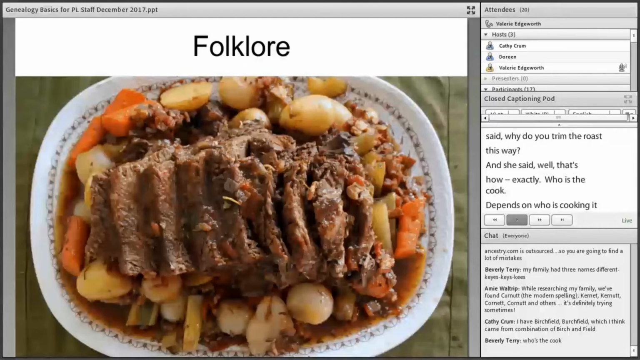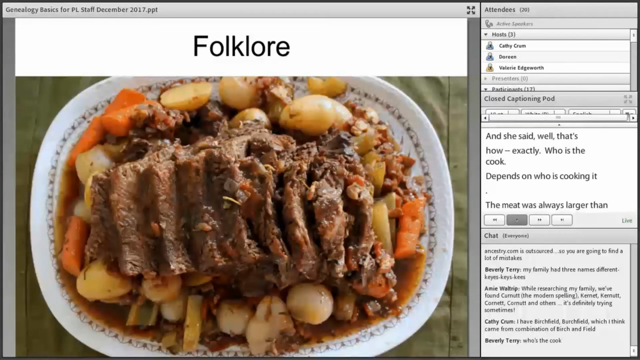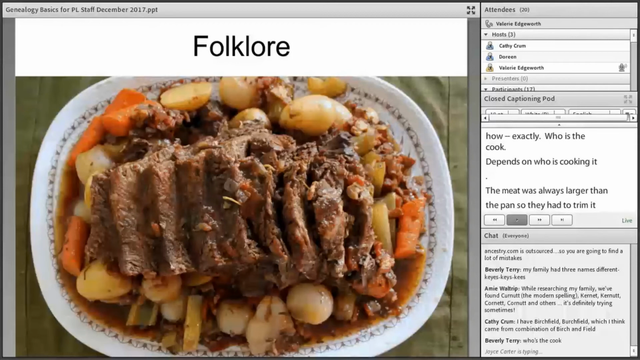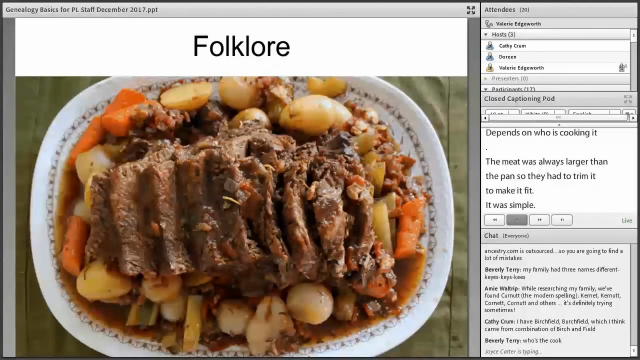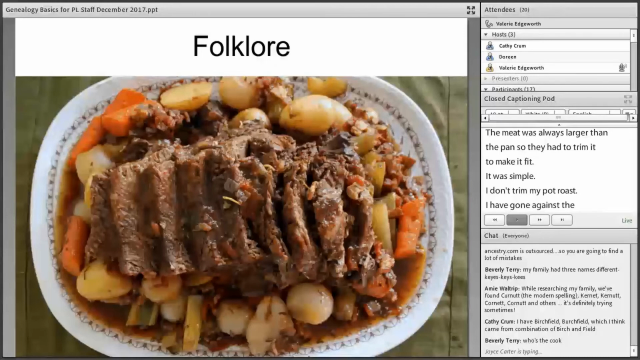And she said, well, my mother, your great-grandmother, the pan was never big enough. The meat was always larger than the pan, so they had to trim it to make it fit. It was simple. I don't trim my pot roast. I have gone against the tradition of my ancestors, and I don't trim the pot roast because it's good meat.